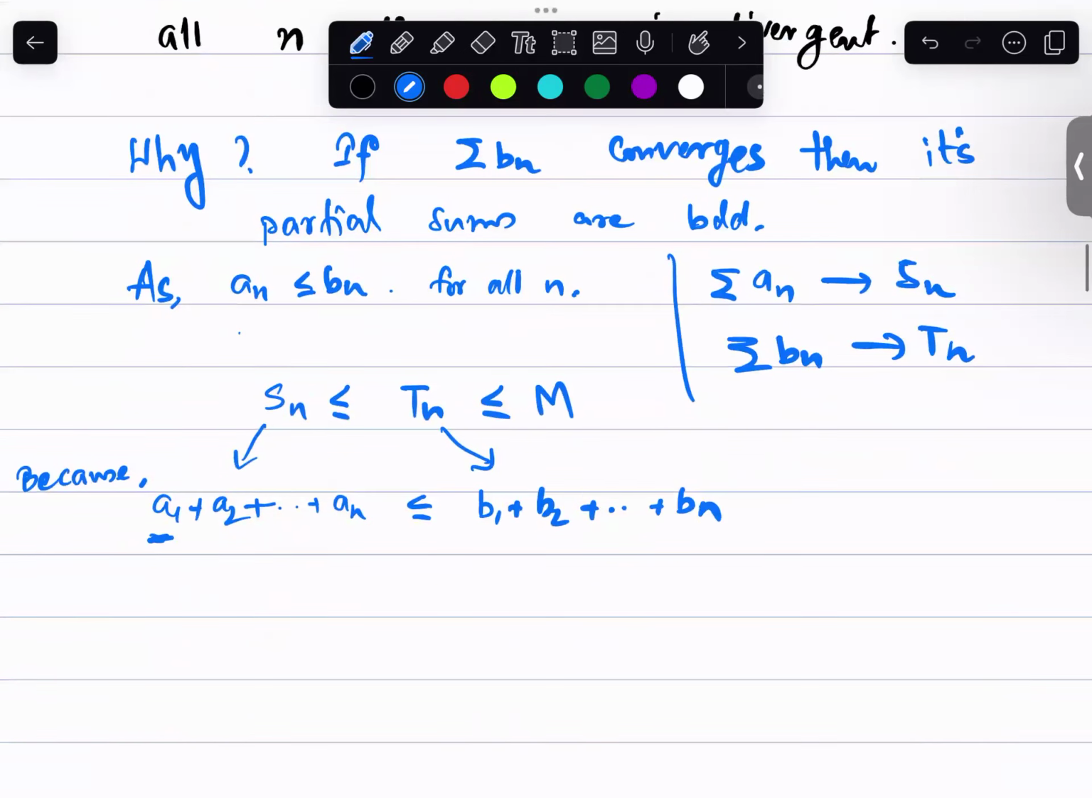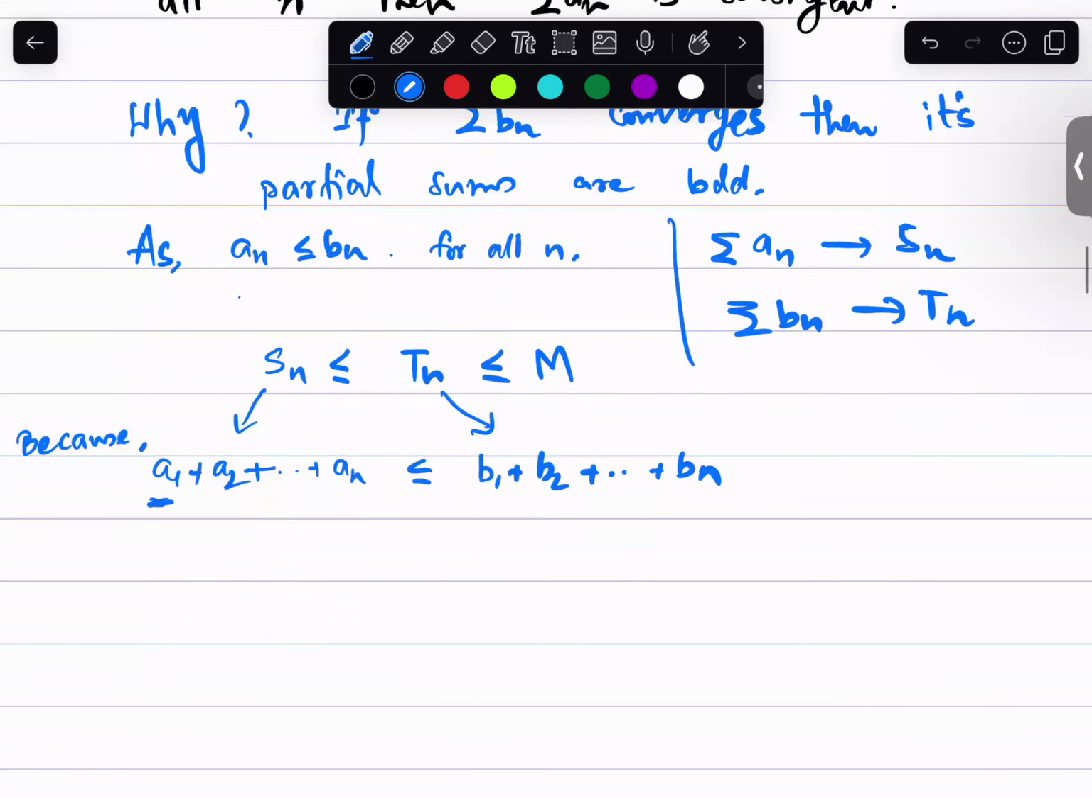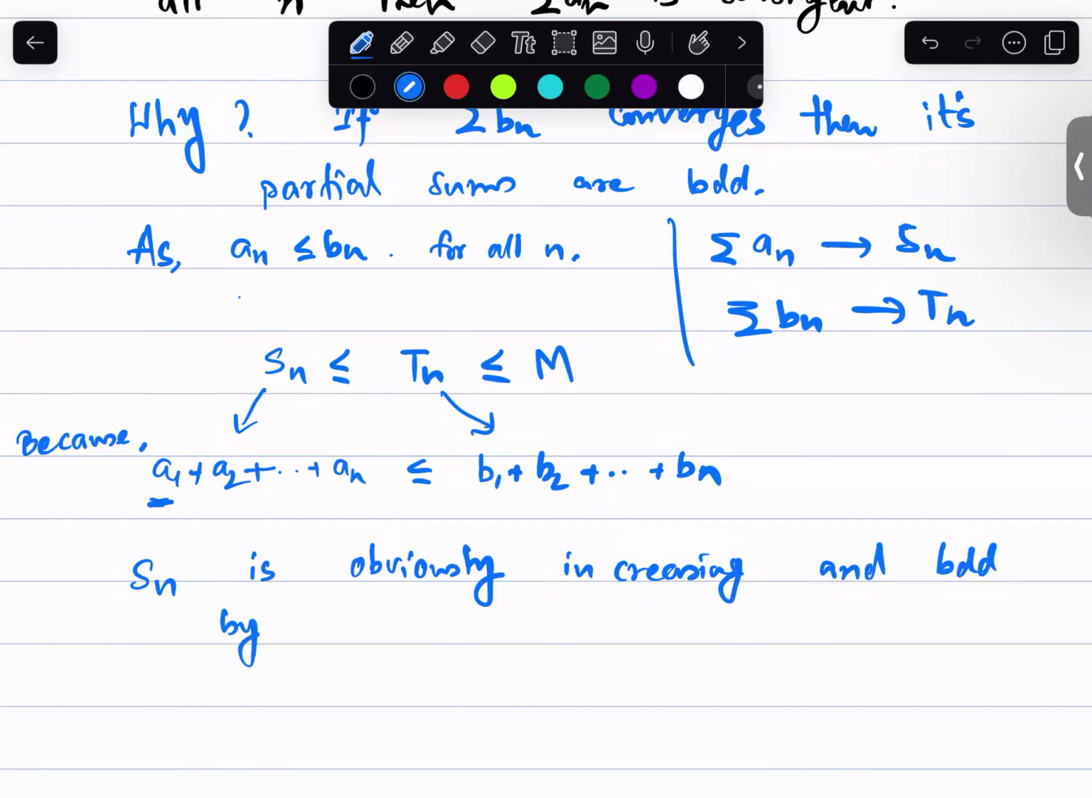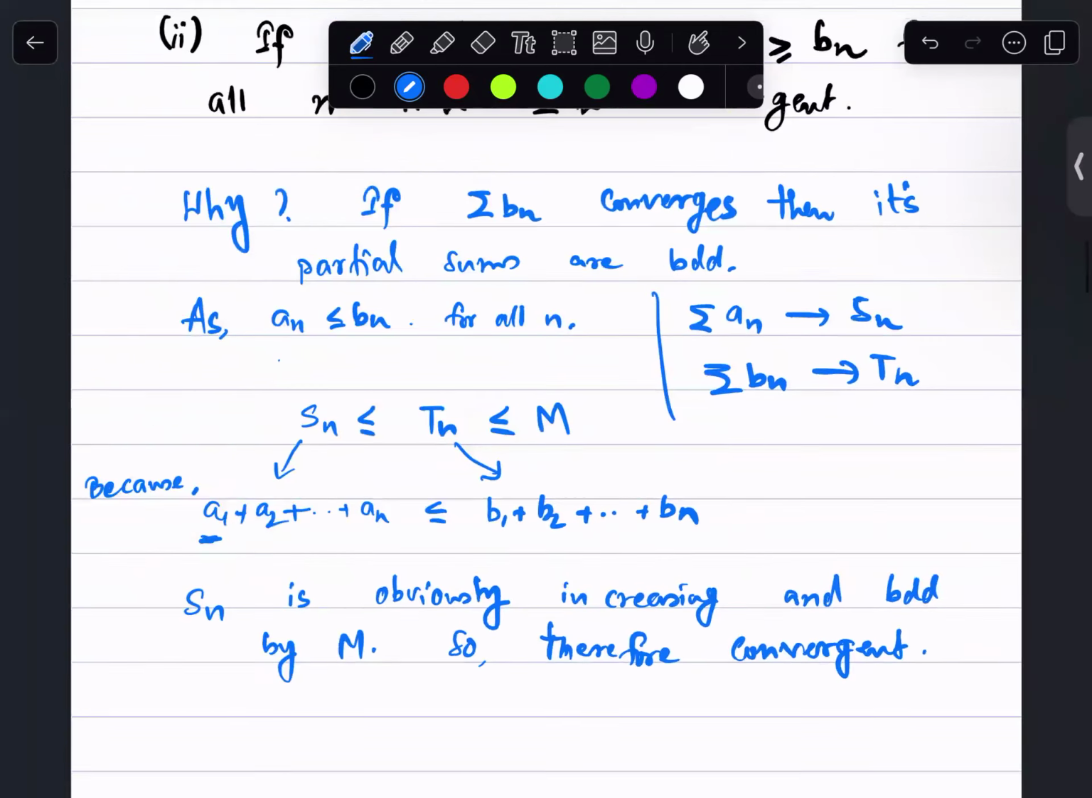And now, as an and bn are positive terms series, Sn is obviously increasing and bounded, right, by M. So therefore convergent, right? I hope things are making sense.